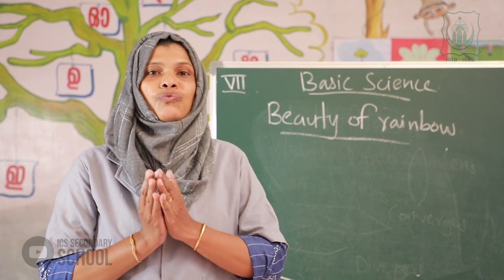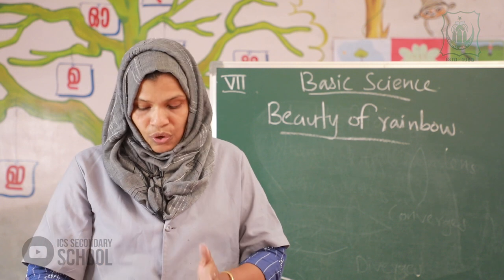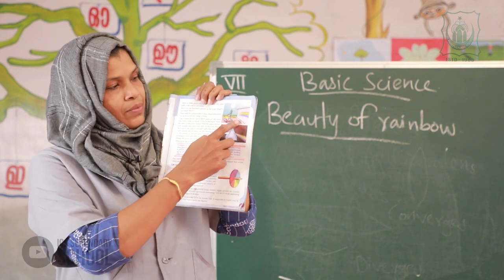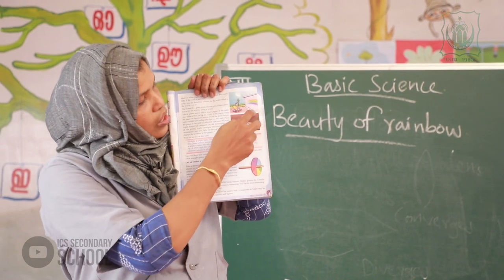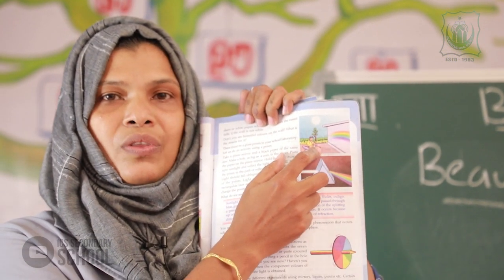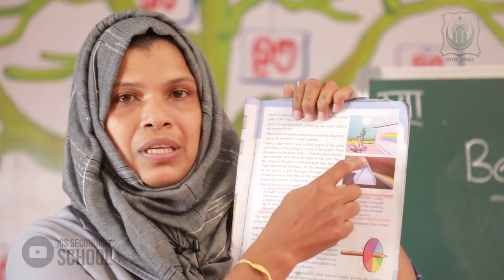A rainbow is formed on the wall, like this. Okay, a rainbow is formed on the wall. Next, another activity for you. This is a prism. We can create a rainbow using a prism.